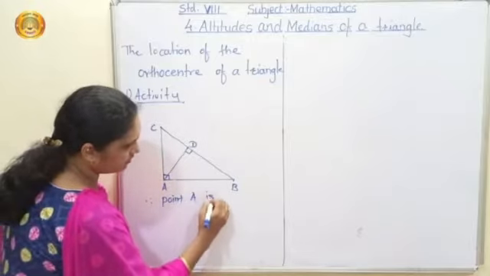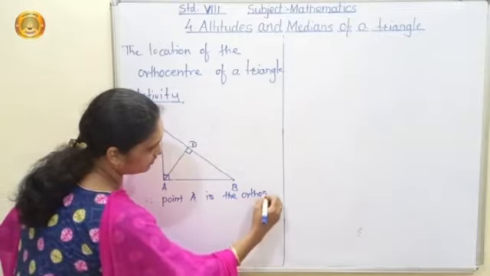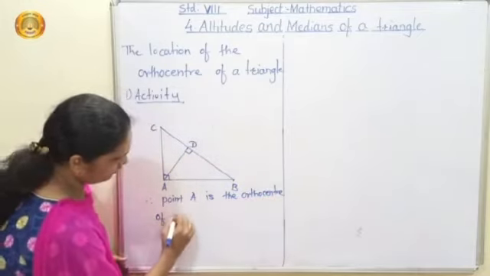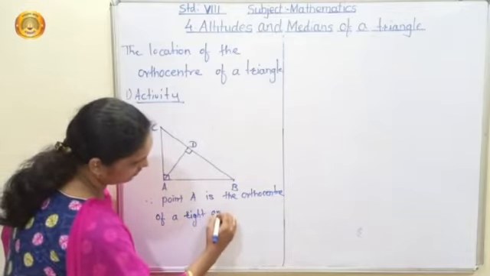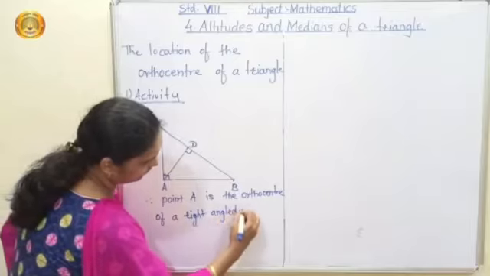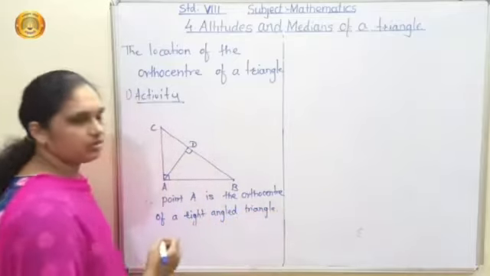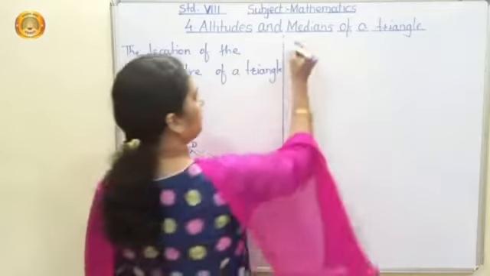A is the orthocenter of a right angled triangle. So this is the first activity. Now what is the second activity? We'll see activity 2.